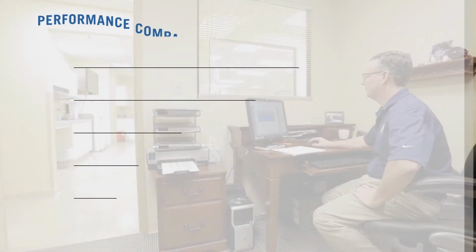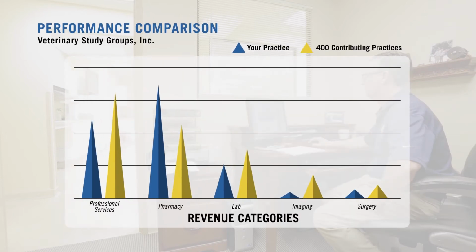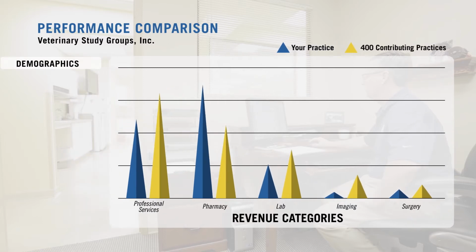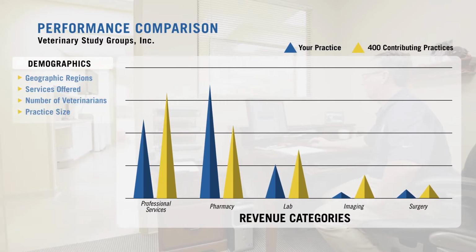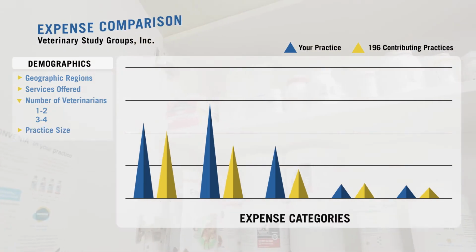With Datalink, you can analyze your revenue categories and compare them with global database averages. Comparisons can also be made using over 25 defined demographics such as geographic regions, services offered, number of full-time veterinarians, or practice size. The same is true with expenses.